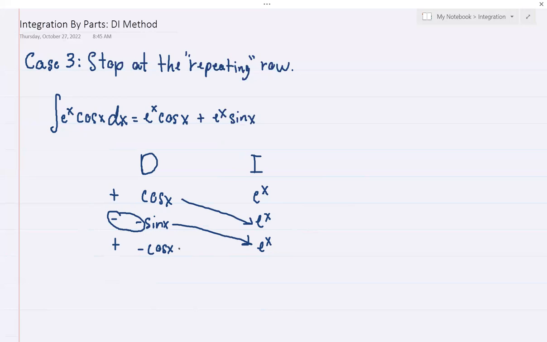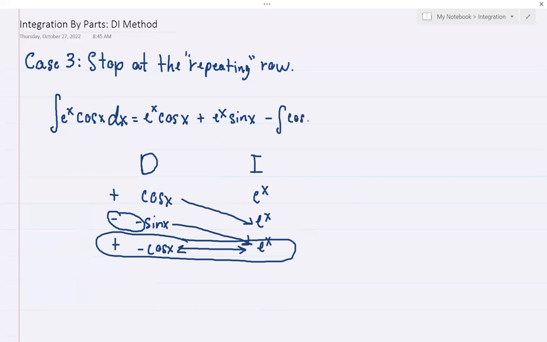Then, for the last row, you're going to multiply and integrate this one. So we will have the integral of negative cosine x times e raised to x. Or in a proper format, you can rewrite it this way. Okay? So that's it. Once again, what I did here is first, I multiplied this one diagonally: cosine x times e raised to x. That's it.